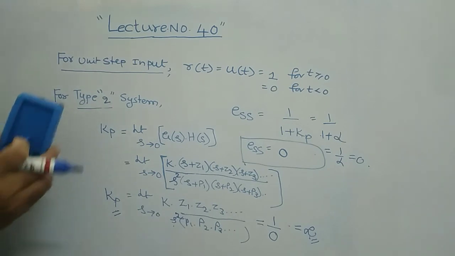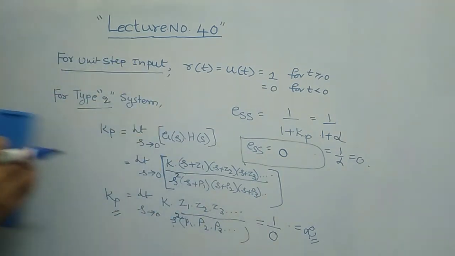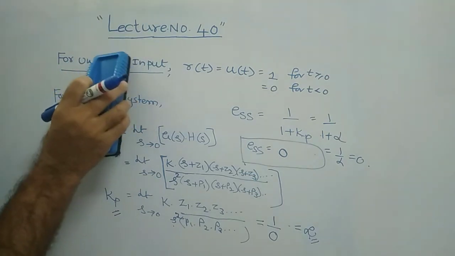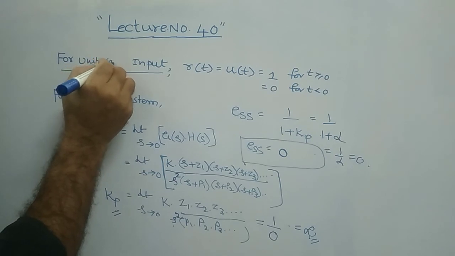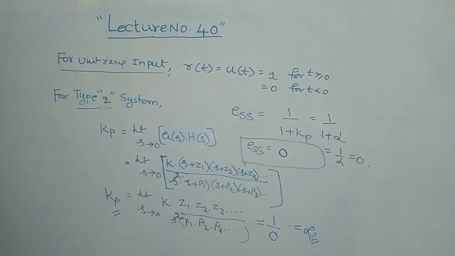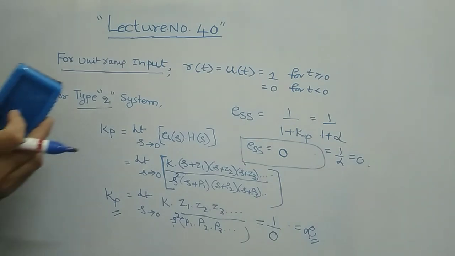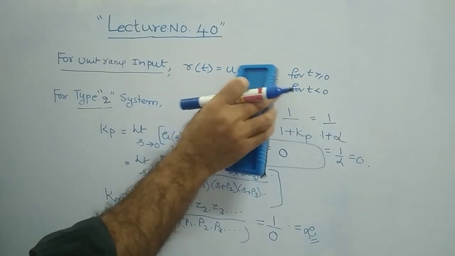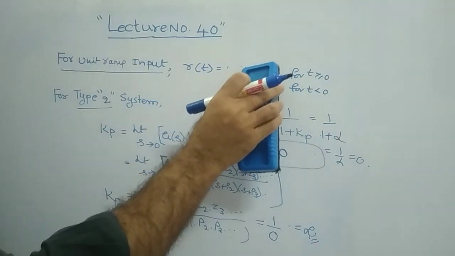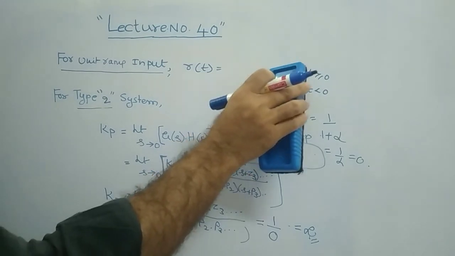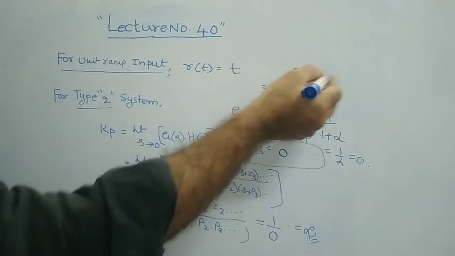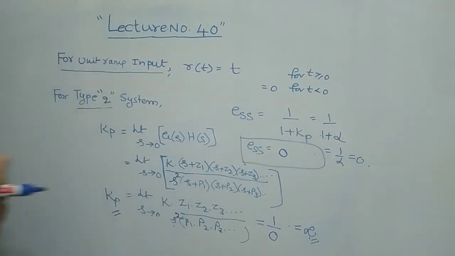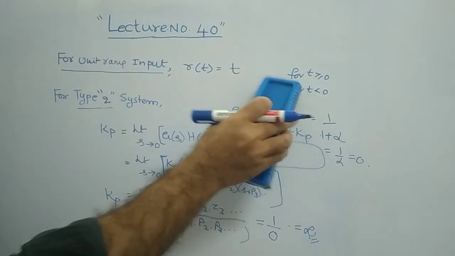So now we change the input. Clear? Now the unit step is over. Now come to the unit ramp input. I will write here unit ramp. For the unit ramp input, what is the steady state error and how will it come? You know that unit ramp means R of t is simply, tell me, what is unit ramp?